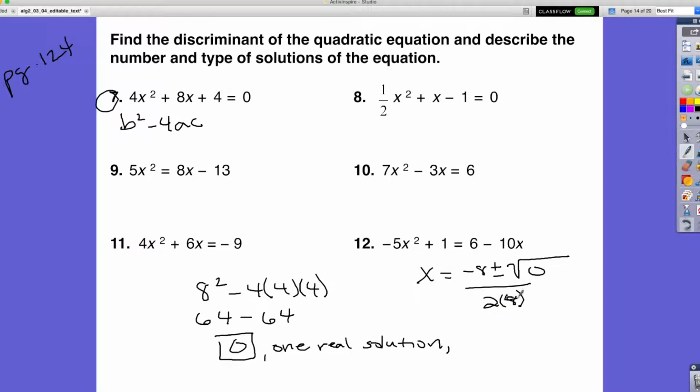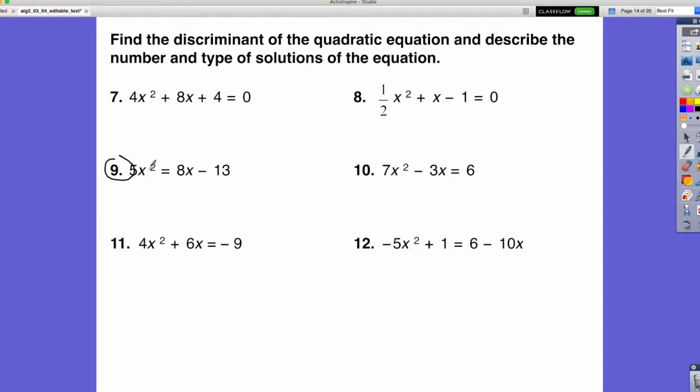I'm sorry, a is 4 here. So now we're going to put x equals negative 8 all over 8, which means that it has one real solution and my solution is negative 1. So you have 3 different answers for this one. The discriminant is 0, which means it has one real solution, and the solution is x equals negative 1. Okay, I'm going to clear my screen and let's do number 9.